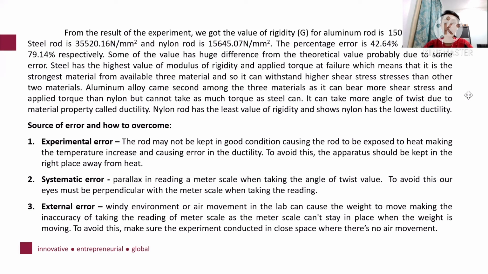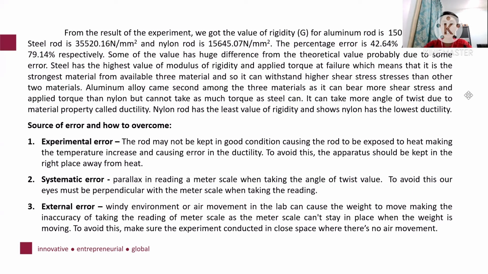Steel has the highest value of modulus of rigidity and applied torque at failure, which means it is the strongest material of the three, so it can withstand higher shear stress than the other two materials. Aluminium alloy comes second among the three materials, as it can bear more shear stress and applied torque than nylon, but cannot take as much torque as steel can. It can take more angle of twist due to a material property called ductility. So nylon rod has the least value of rigidity and shows nylon has the lowest ductility.